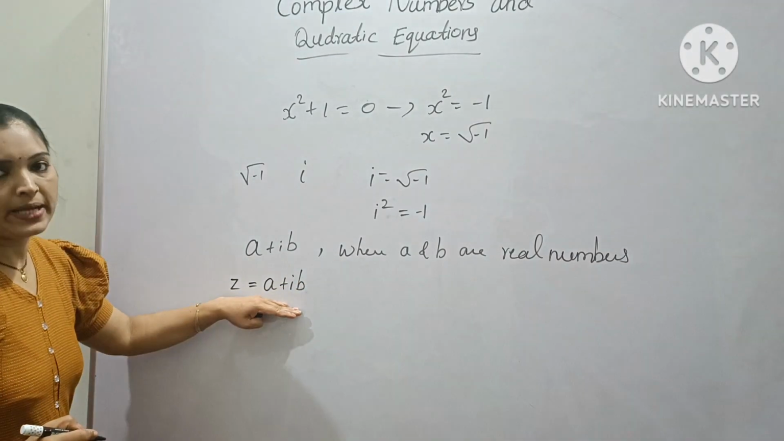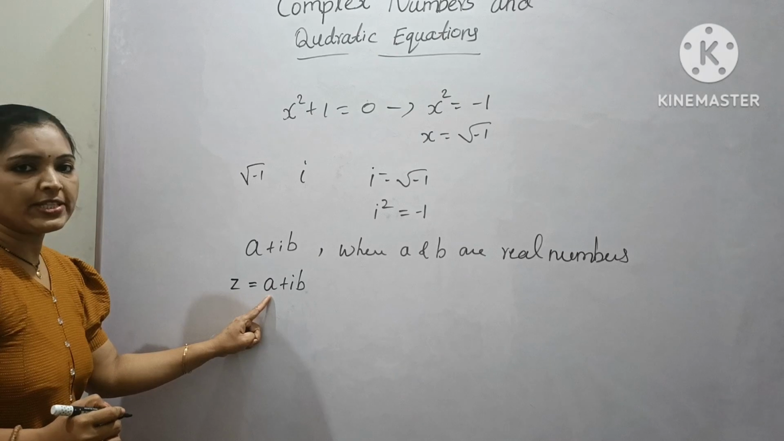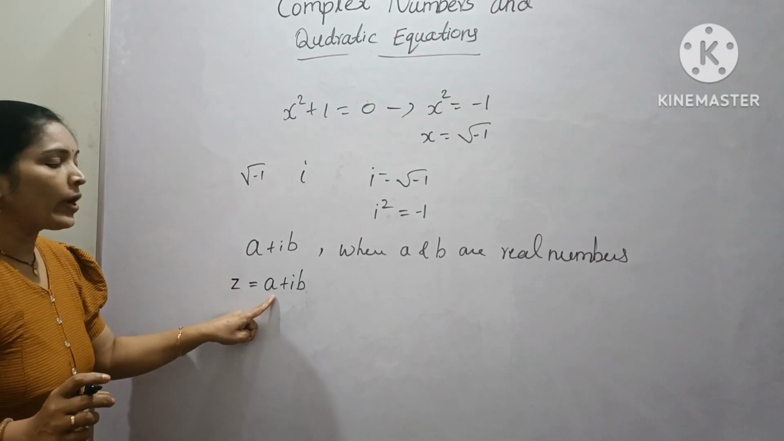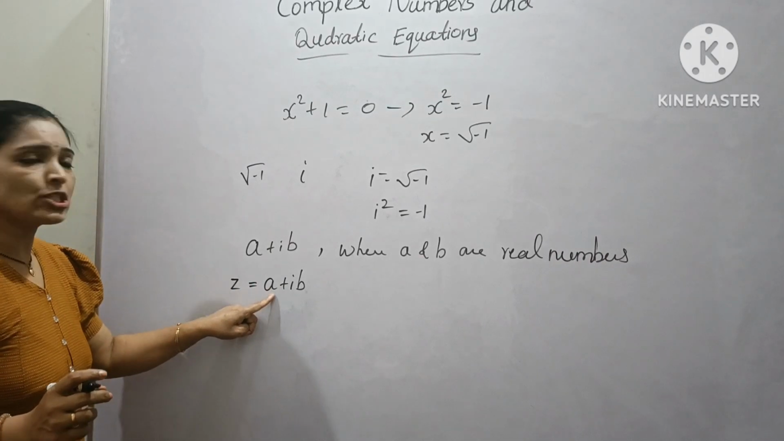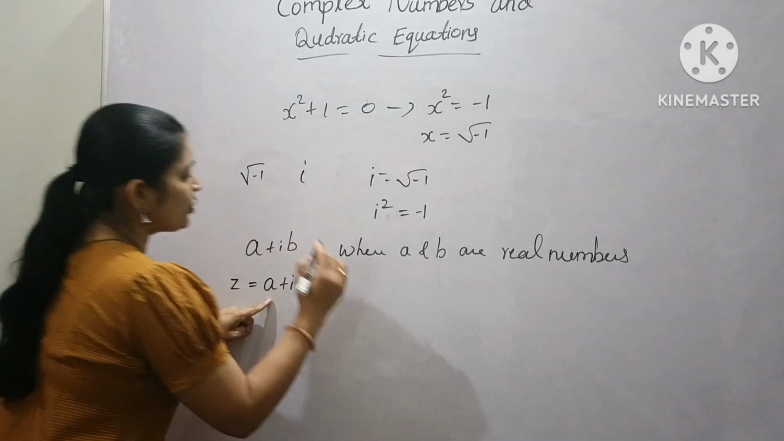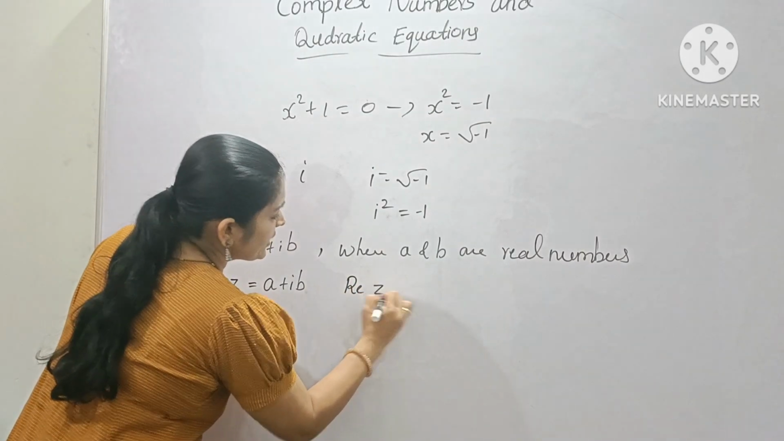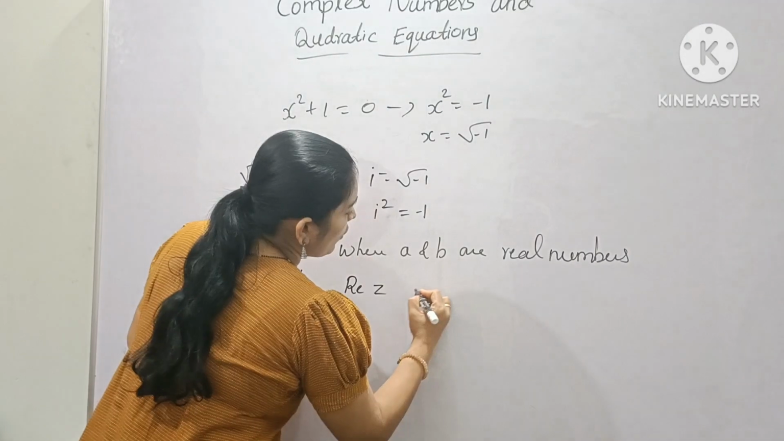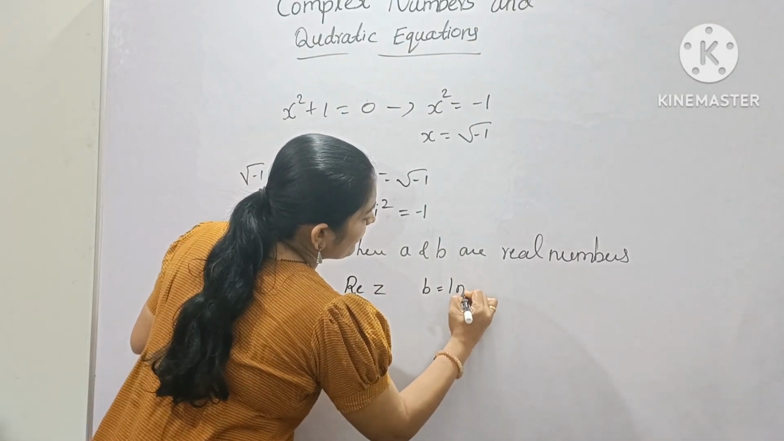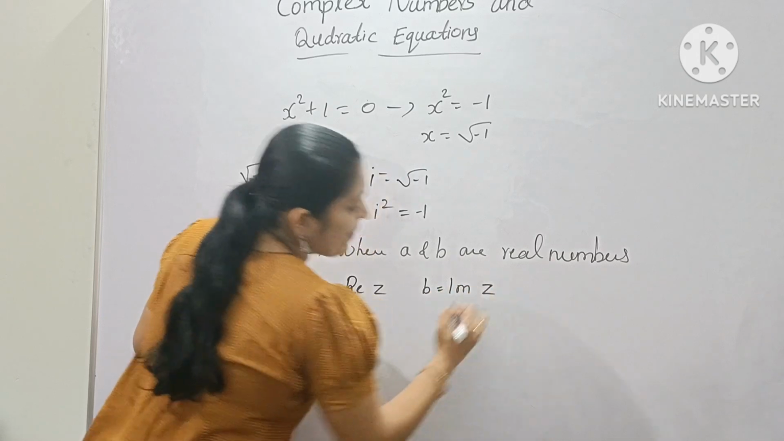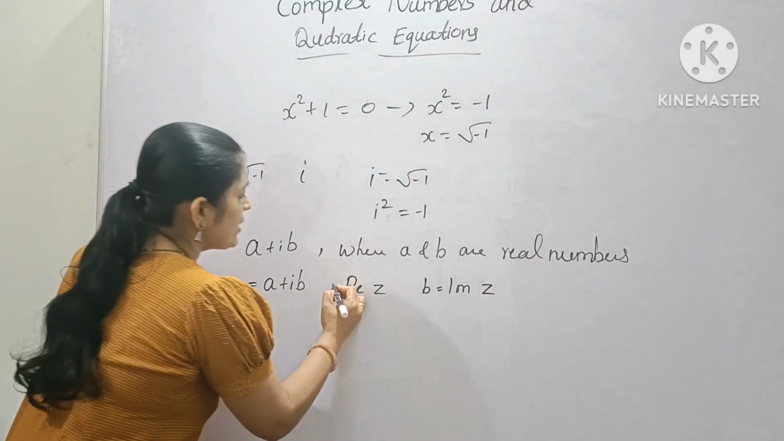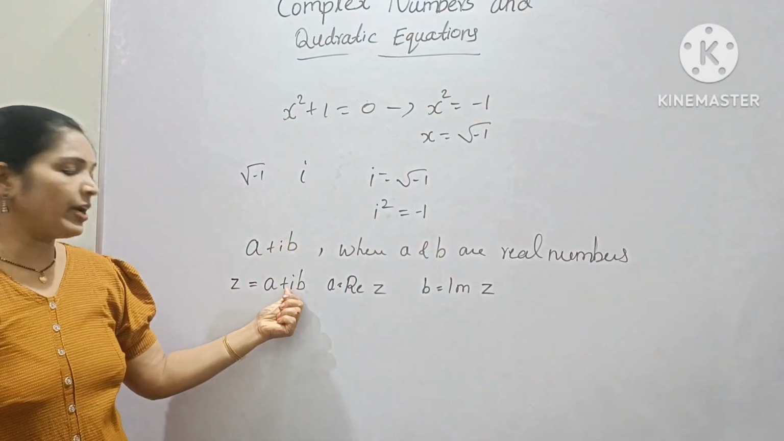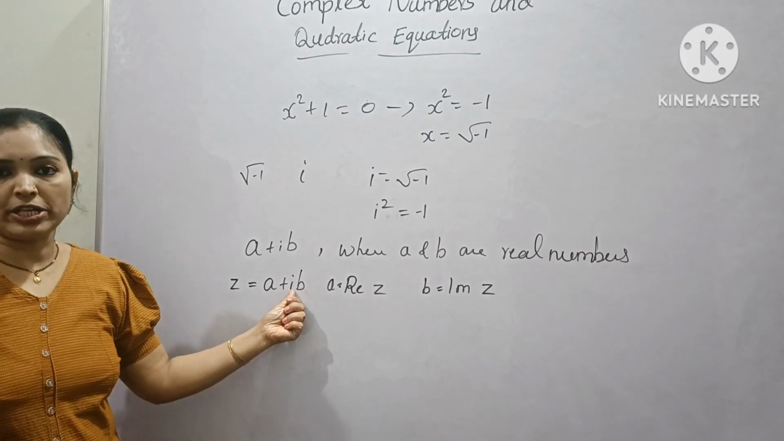It's a complex number. Here the first term a is called the real part of z. It's a real number, denoted by Re of z. And b is called the imaginary part of z, denoted by Im of z. Here a is the real part of z, b is the imaginary part of z. Why? Because i is an imaginary number.